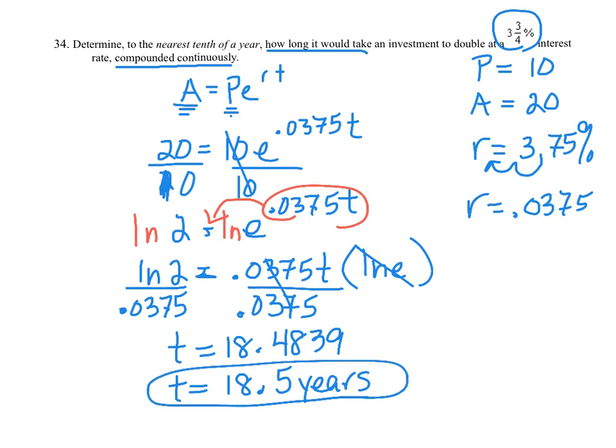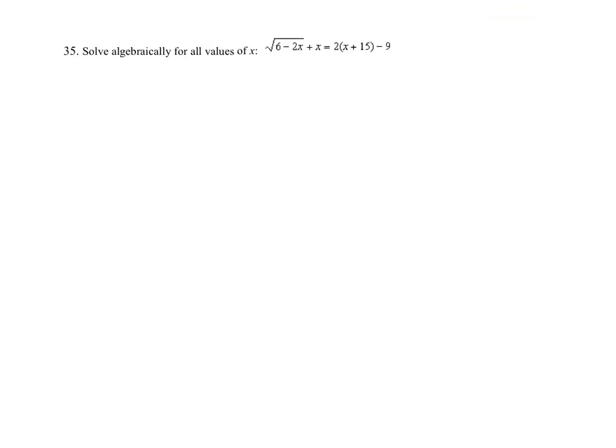And there's your answer. Okay, so we have to solve algebraically for all values of x. So when I look at this, I say to myself, well, I do have a radical equation here, so I know that I'm going to have to get the radical by itself. But I think before I do that, let me just start by rewriting that left-hand side for now, because I see something on the right-hand side I want to address first.